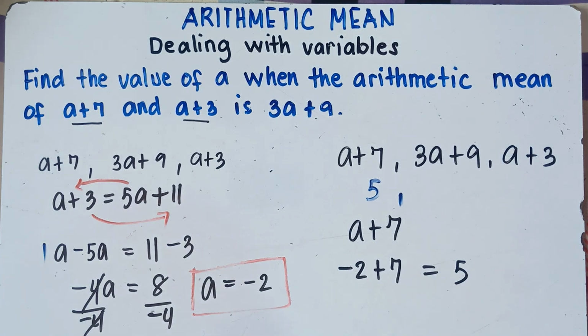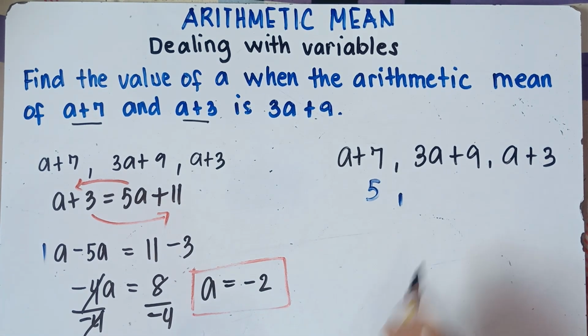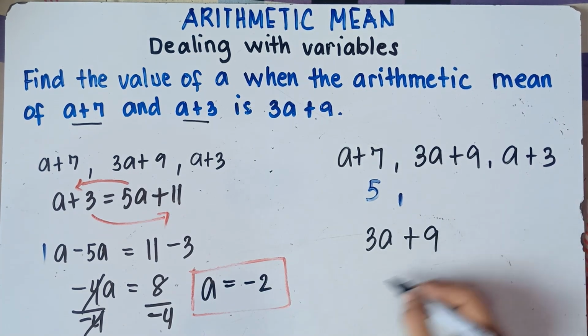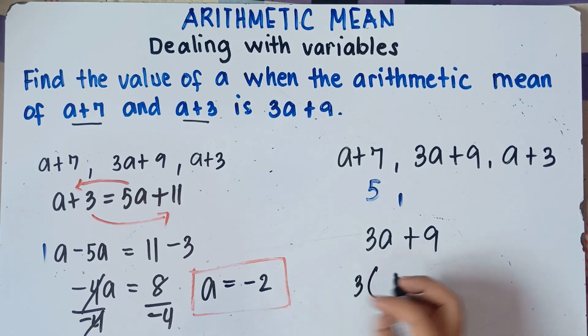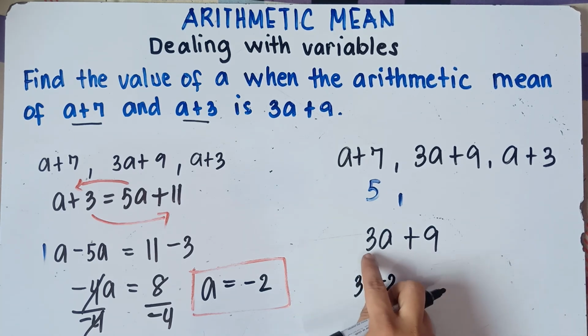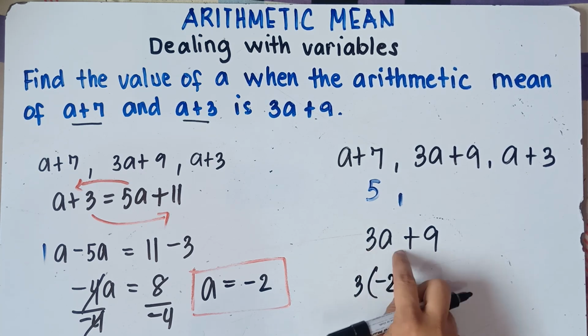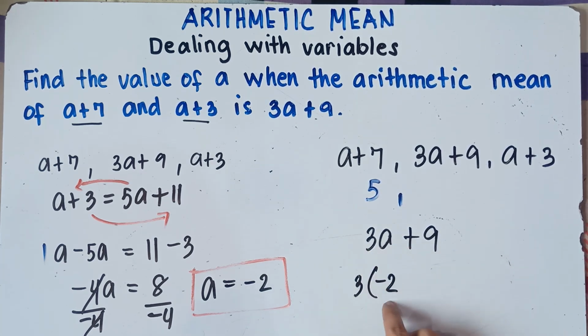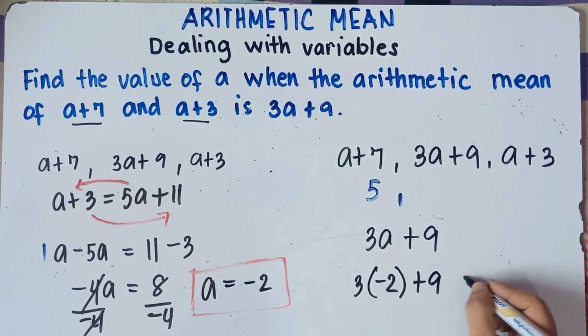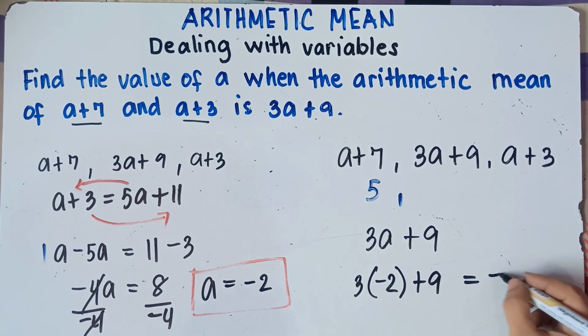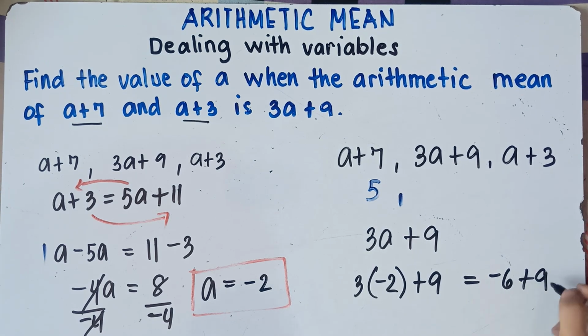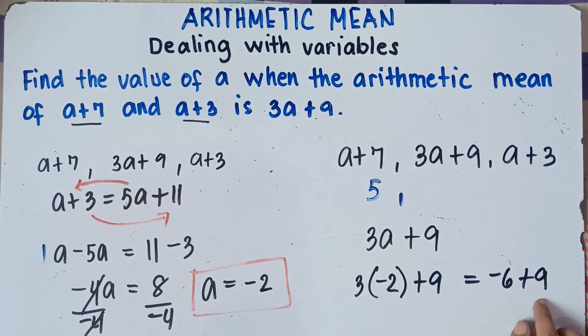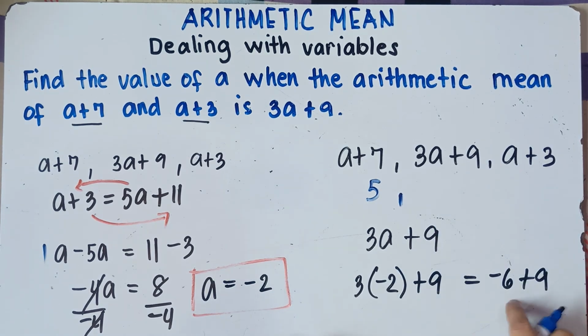So the second term will be, so let's substitute 3A plus 9. So 3 times our A is negative 2. Once again, class, if you have a number together with a variable, it means multiplication. So 3 times A, and our A is negative 2, plus 9. So 3 times negative 2, that's negative 6 plus 9. Once again, unlike sign, subtract, then copy the sign of the larger number. So negative 6 plus 9, this will be positive 3. 9 minus 6 is 3. 9 is greater than 6, we have positive 3.